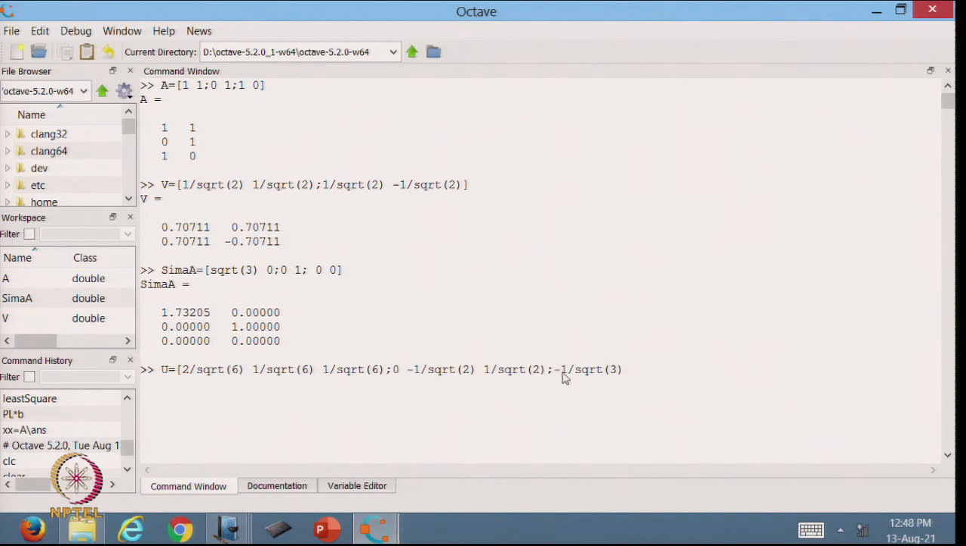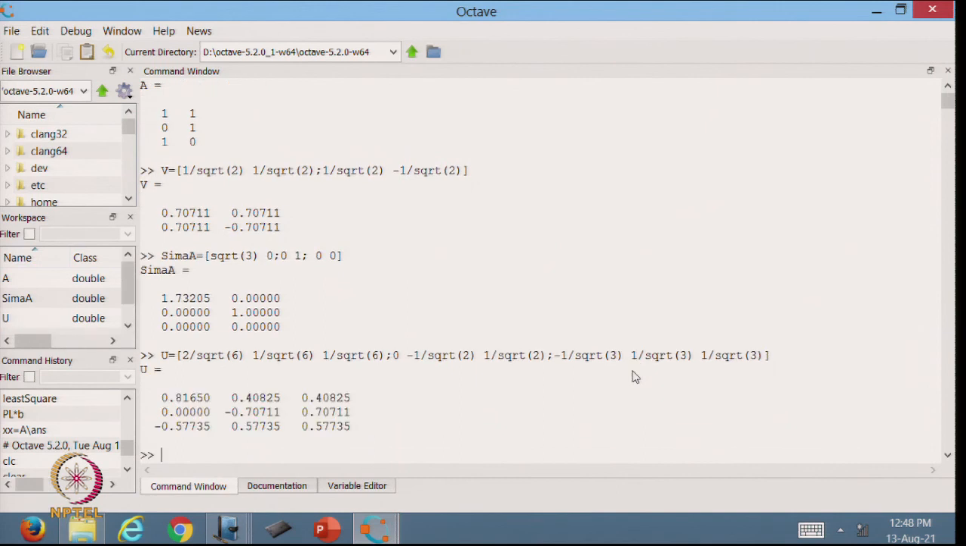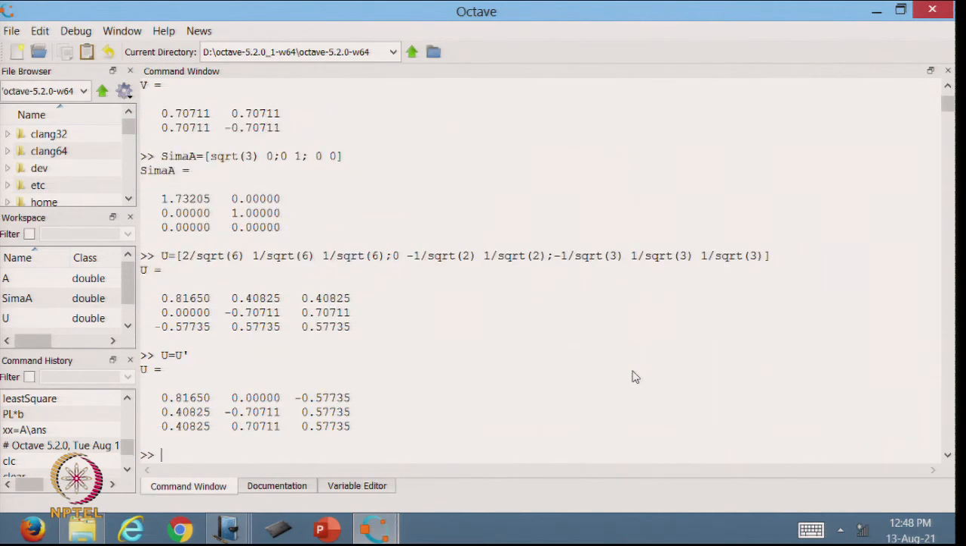This one I will copy and paste. This is my U. No, we have to write it as a column vector. So, I think we should write U as U transpose. Yeah, now it is okay. 0, minus this, yeah. So, that should be the U.